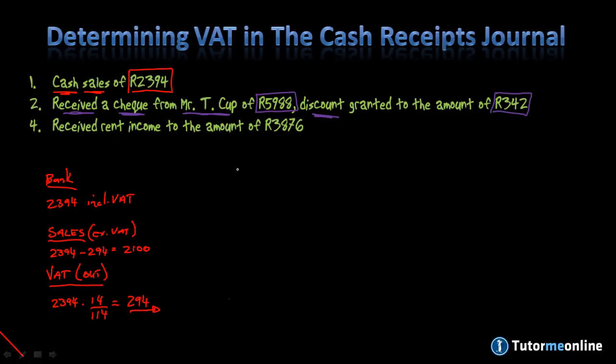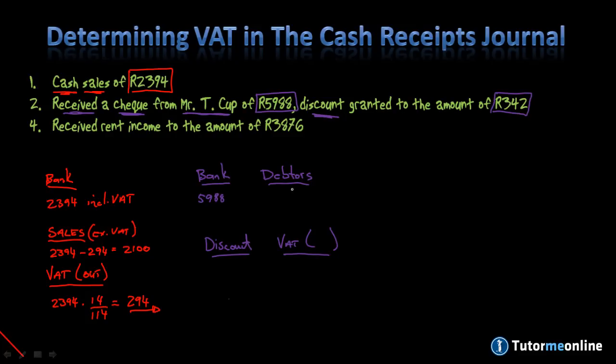So let's identify the ledger accounts that we are dealing with. We know we received a check, which immediately tells us that this is dealing with our bank account. This was a check from Mr. Teacup, which generally tells us that this was a debtor who was settling his account, or at least in part settling some of his account. Then of course there was discount granted, so we know that this would be dealing with the discount ledger account. And then of course we need to determine which VAT we are affecting and that portion. So we can immediately write the amount of 5988 into our bank account, because that is the money that we physically received into the bank.